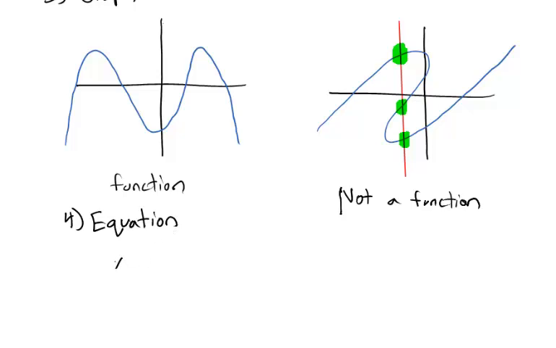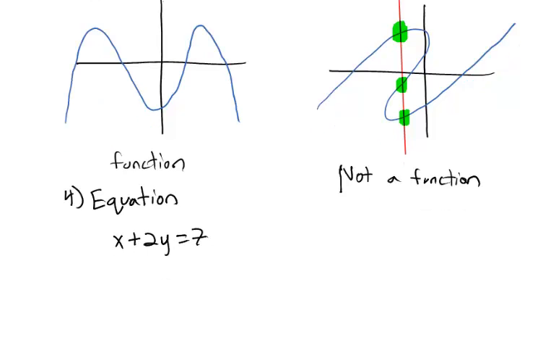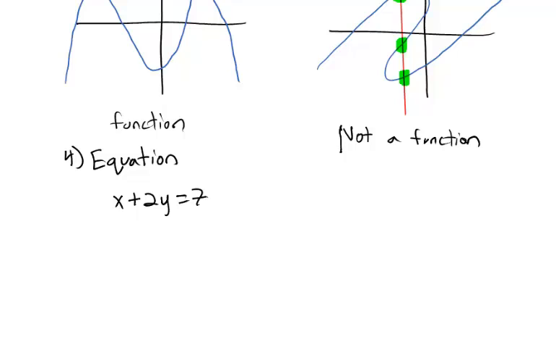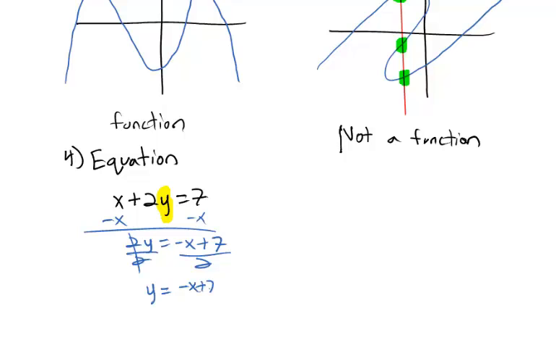Let's consider the equation x plus 2y equals 7. Now remember, x is the input, y is the output. So let's find out what y equals. We're going to solve this equation for y. We can do that by subtracting x. 2y equals negative x plus 7. Divide by 2. So y equals negative x plus 7 over 2.